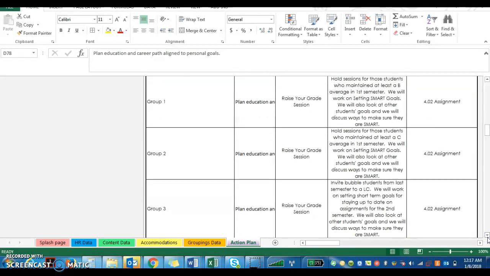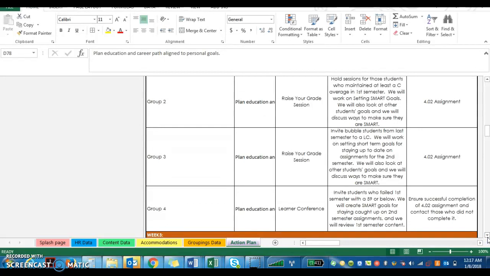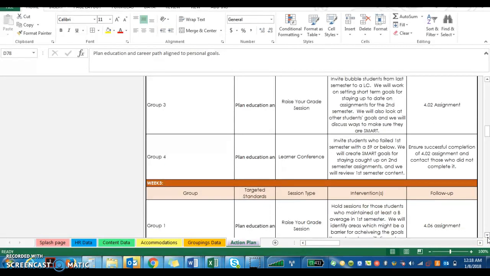And then we're going to look at other students' goals and discuss ways that we might want to make those goals smarter. Other ways that maybe they could be more specific or time-bound or measurable or attainable. And then Group 3, they're going to work on setting short-term goals for this semester. And the 4.02 assignment is also going to be their assessment.